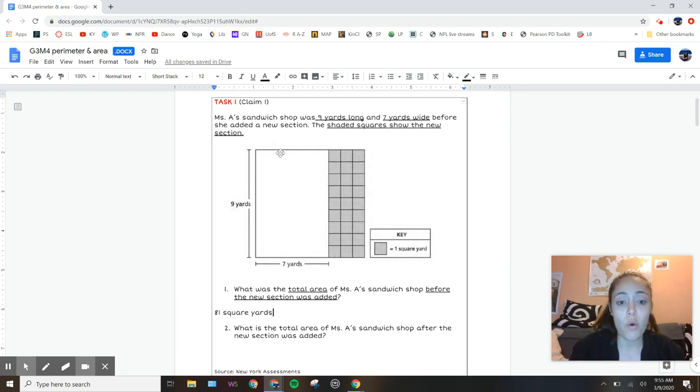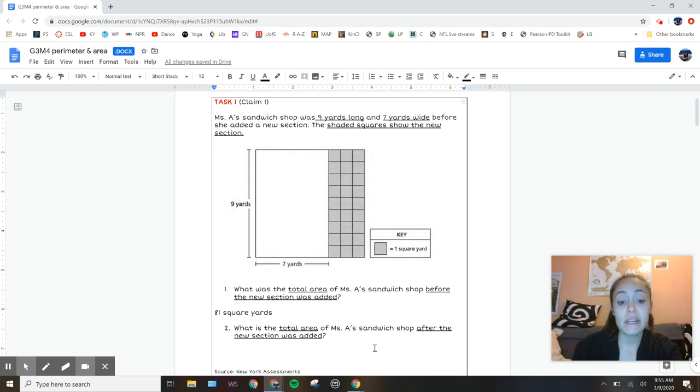Now I'm ready to see the second part of my question. Number 1 only measured this part, without any of the shaded blocks on the side. This was the part that I had before, and this is the part that I will have after. So number 2, what is the total area of Miss A's sandwich shop after the new section was added? So now I would underline after the new section was added. I could underline that, highlight it, or bold it, and I also want to find total area because I have to think, am I finding just the squares or am I finding the whole thing? Take a moment, think about it.